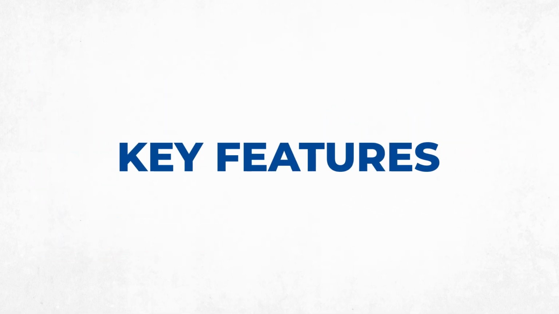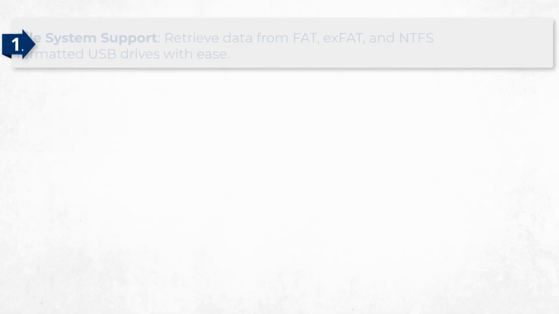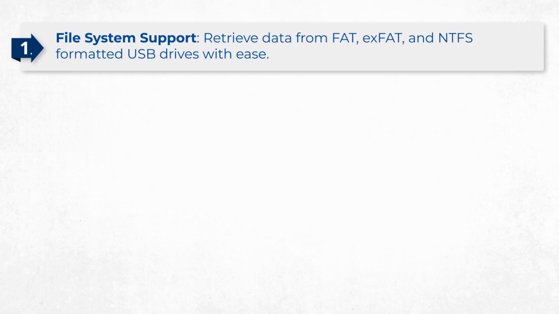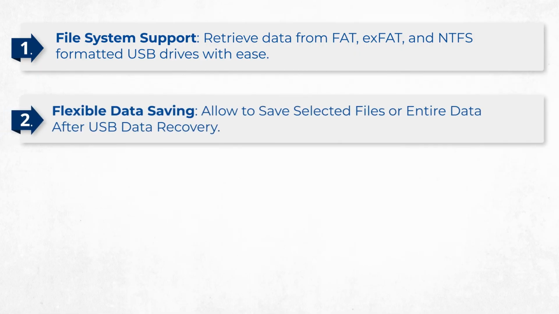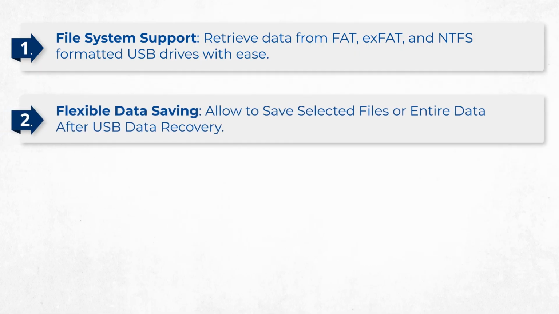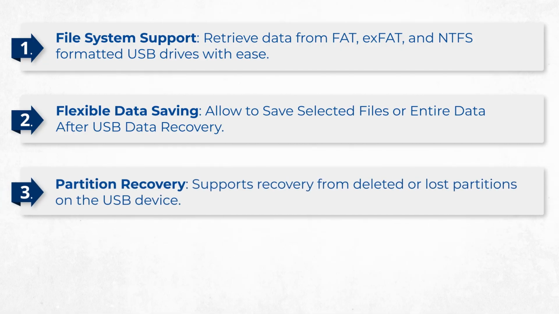Key features of the software. File system support. Retrieve data from FAT, exFAT, and NTFS formatted USB drives with ease. Flexible data saving. Allow to save selected files or entire data after USB data recovery. Partition recovery. Supports recovery from deleted or lost partitions on the USB device.